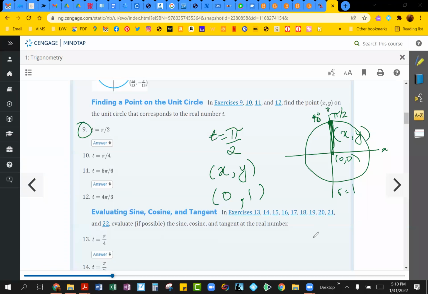Because the radius of your circle is 1, this distance on the Y axis is going to be 1. If I asked you as T equals pi, where your angle would be at pi, which would be this place right here, or 180 degrees, and I asked you to find X and Y, what would you say about this ordered pair? Now you're going to be on the X axis, so how will that change your ordered pair?